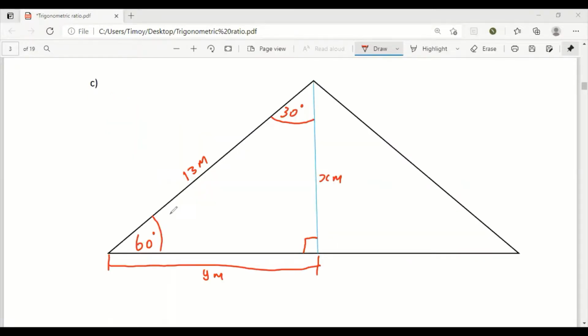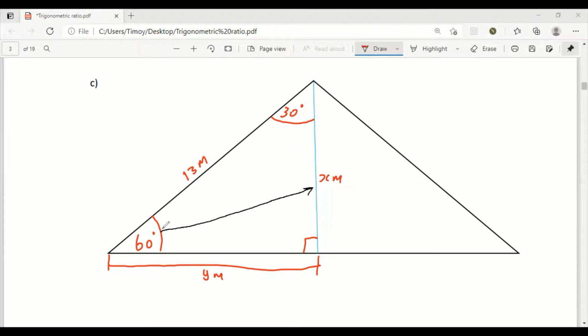Now for this problem, we have a triangle, and we are asked to determine x and y, which are the unknowns here. We are given all 3 angles inside of this triangle, and we are given a length, which is 13. The first angle that we are going to focus on is angle 60. So if angle 60 is the focus, we're going to label the triangle according to angle 60.